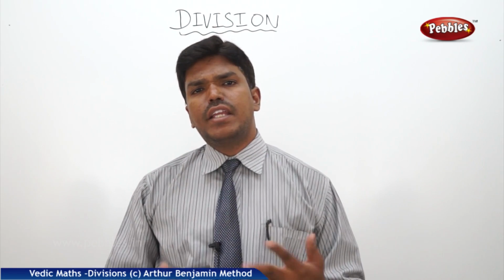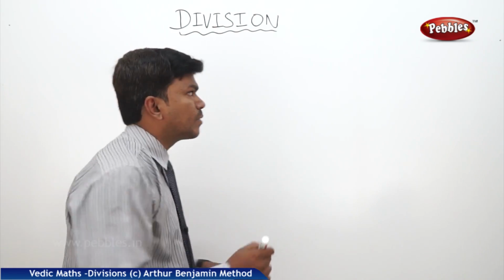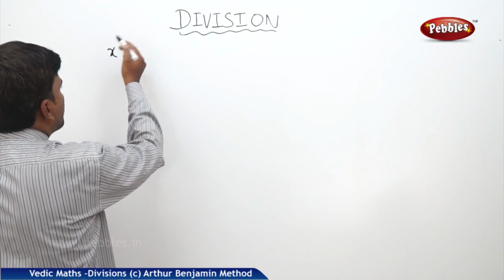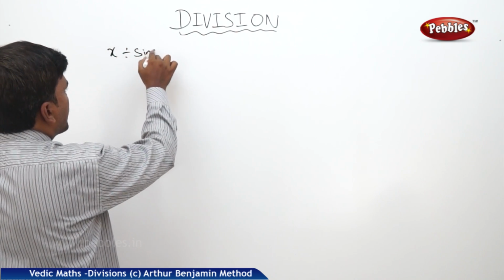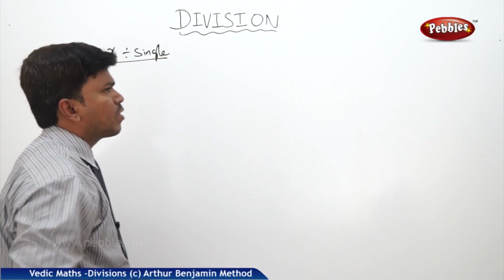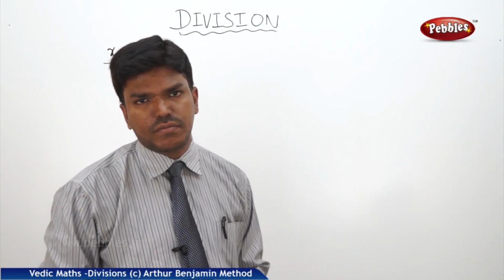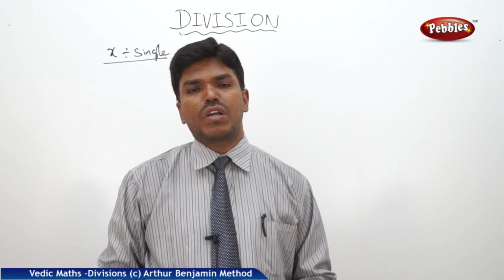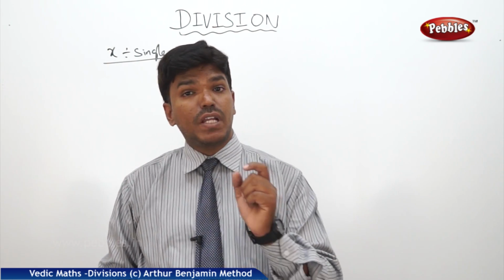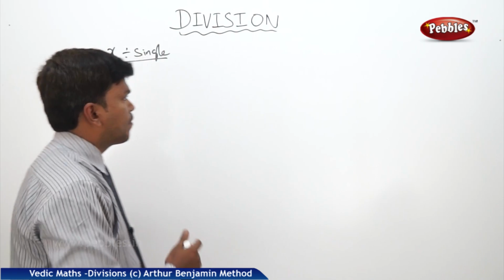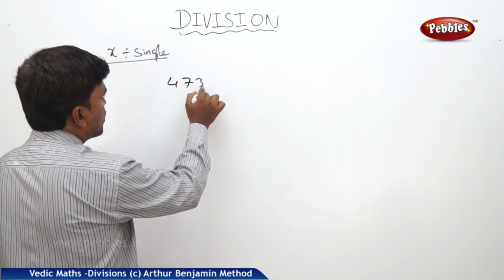Whenever you are dividing any number by a single digit, how will you divide? Whenever you are dividing any number by a single digit, say from 2 to 9, you can follow the normal conventional method only, but in a different manner. How? See here. For example, 4, 7, 3, 6, 8.